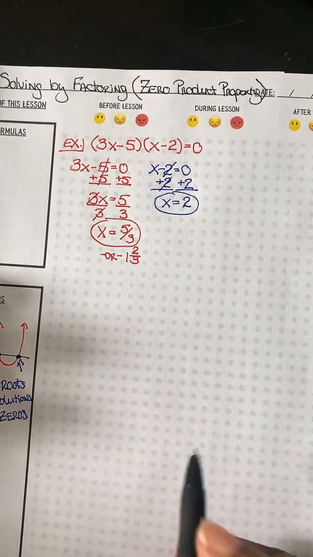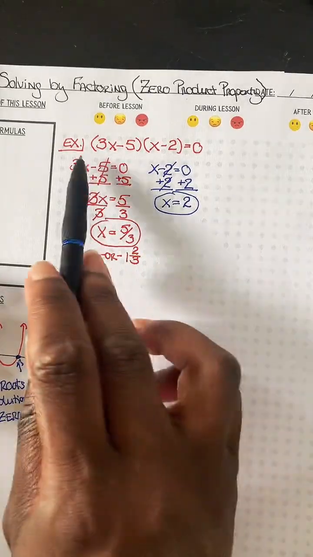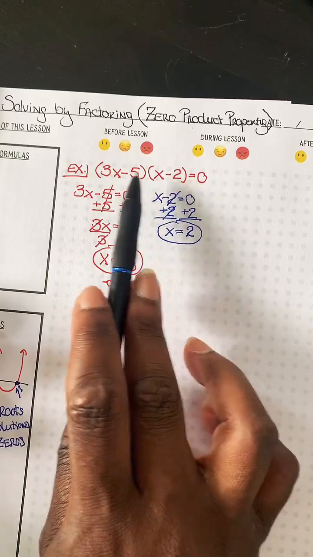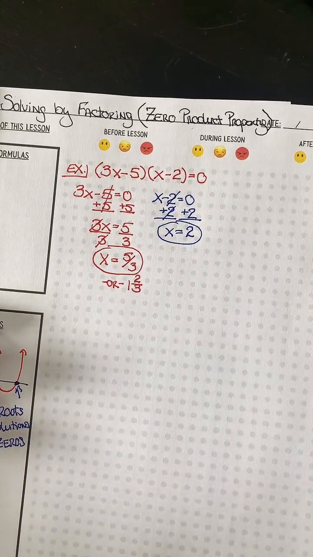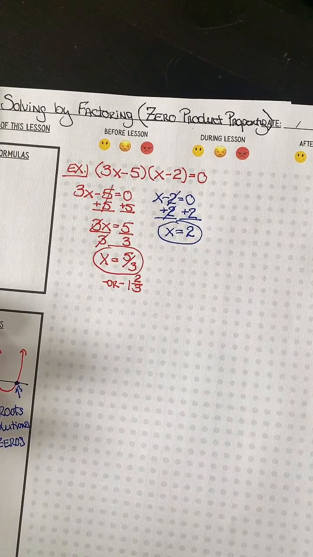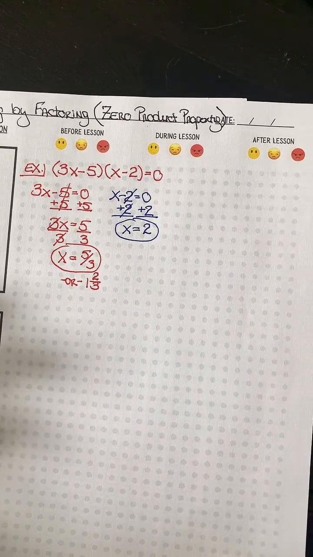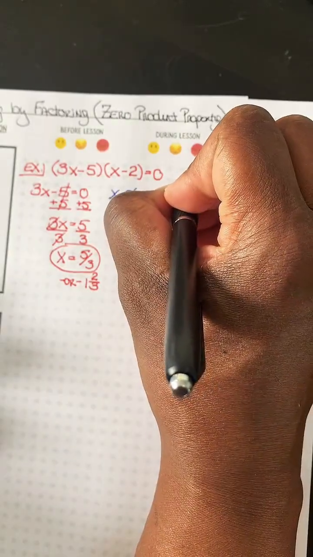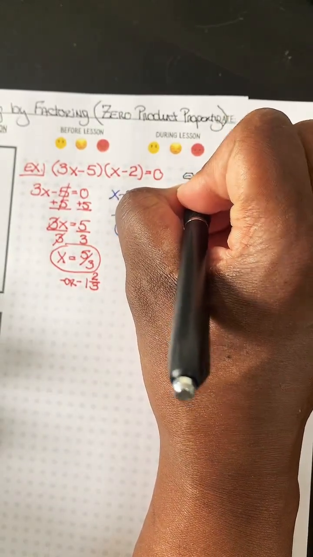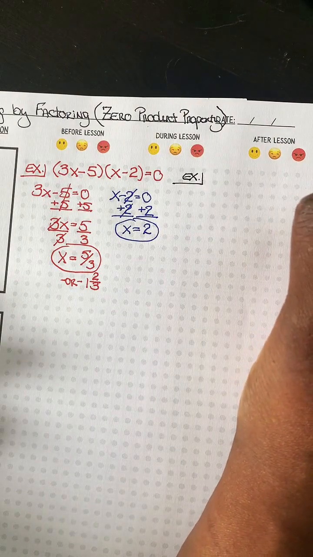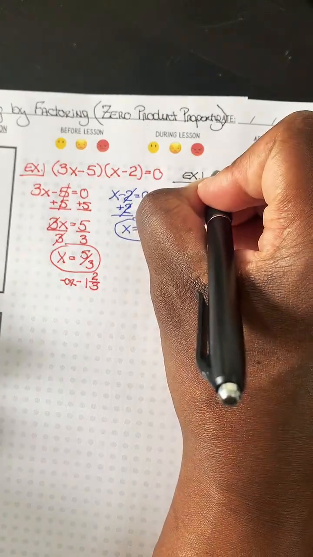So if I want to know what is going to make my expression equal to 0, all I have to do, if it's already factored, is just set them equal to 0 and solve. That's it. Let me do one more like this, and then we're going to try to dig a little bit deeper.